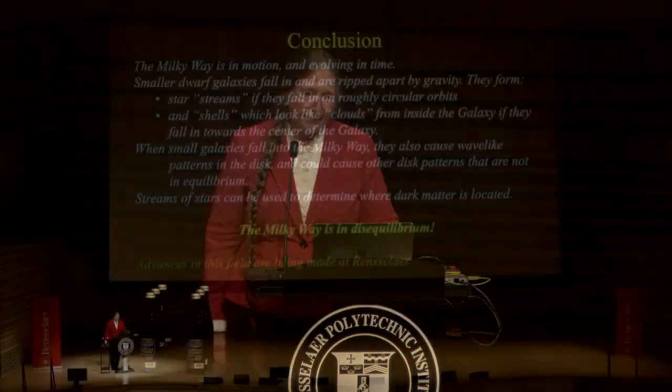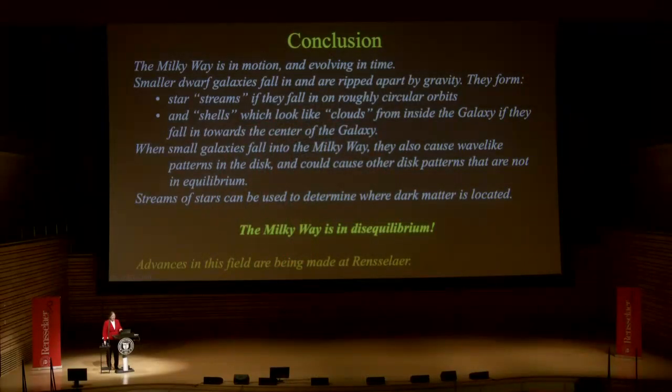All right. So with that, I'm getting to my conclusion. And my conclusion is the Milky Way is in motion, and it's evolving in time. And what you're supposed to be taking away from this is that small galaxies are falling into the Milky Way. They're being ripped apart by gravity. They're forming star streams if they fall in kind of circular orbits. They form shells if they fall in on these radial orbits. And we've been able to find them and characterize these streams and these shells.